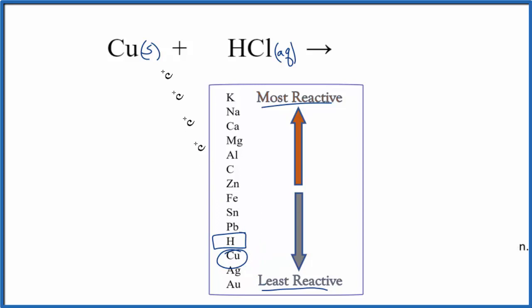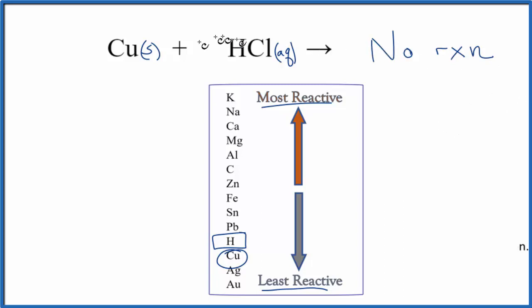So that means that copper is not going to be reactive enough to come in and push the hydrogen out in a single displacement reaction. It just won't happen. So when you put the copper and the hydrochloric acid together, there's just no reaction. So you can write no reaction like this, and there's no net ionic equation either.